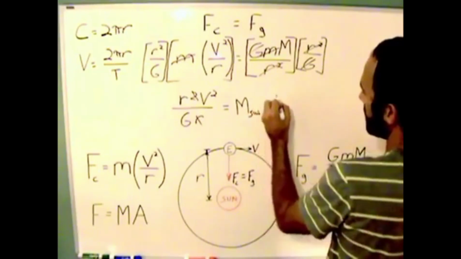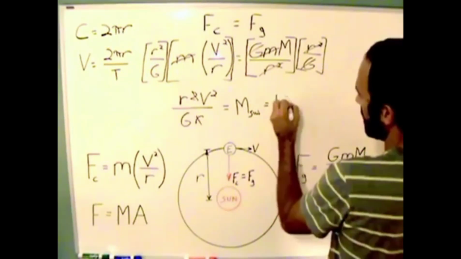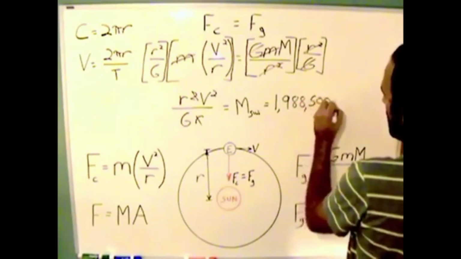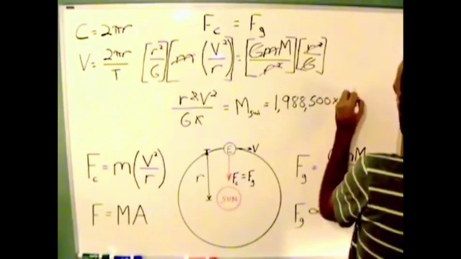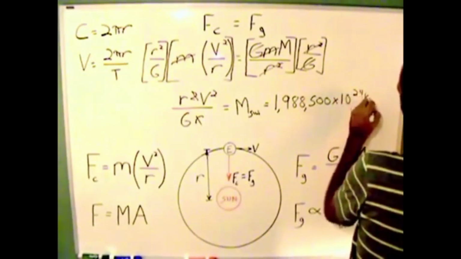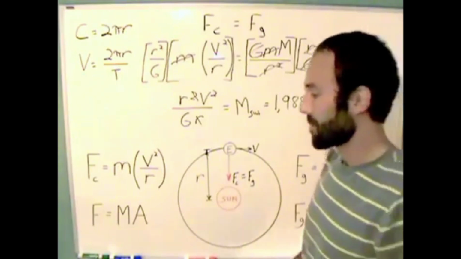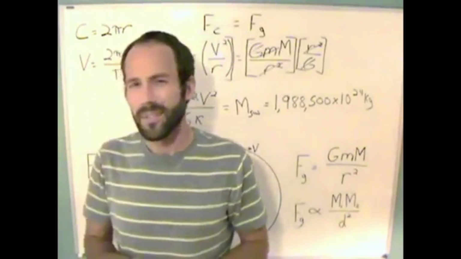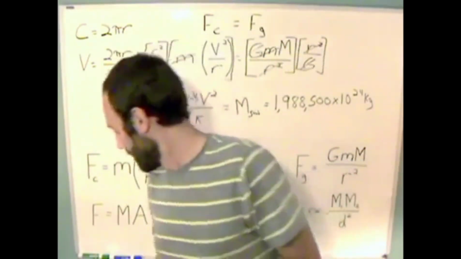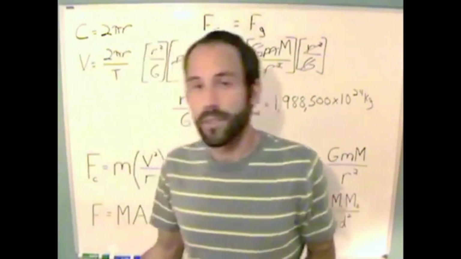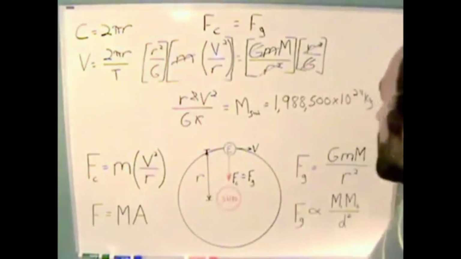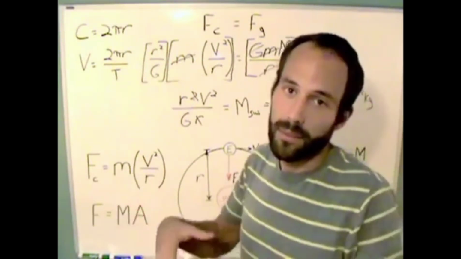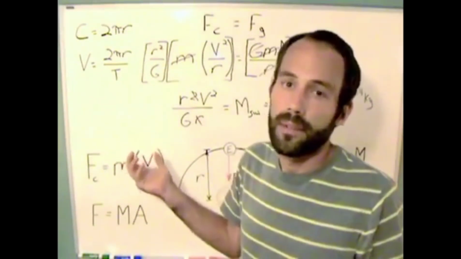And that comes out to 1,988,500 times 10 to the 24th kilograms. Now this is many, many times more massive than the Earth. The Earth is actually 5.97 times 10 to the 24th kilograms, I think. Is that written down? Yep, roughly. So, many, many times more massive than the Earth is what we're told. Which, you know, see the solar system model, the sun appears huge compared to all the planets.